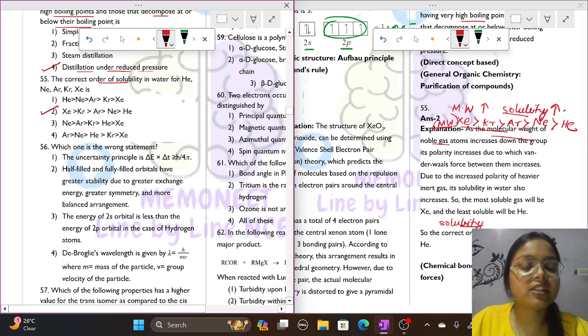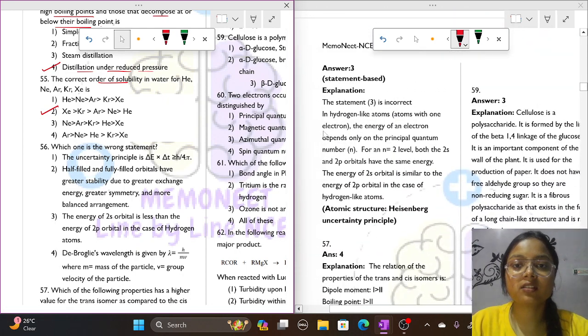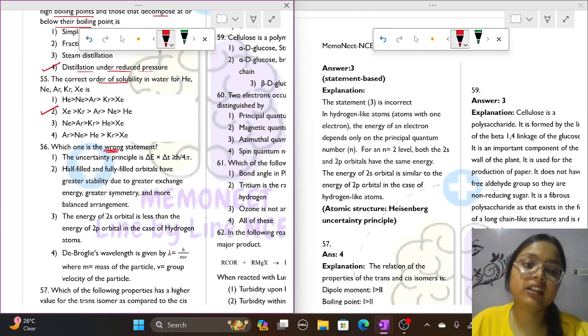Okay. Question number 56. Which one is the wrong statement? So let's see question number 56. For this question, first highlight the point where it is written wrong. Otherwise, you will take the correct answer. Right? Which one is the wrong statement? So let's read the statements. Here, the uncertainty principle is delta E into delta T greater than or equal to h by 4 pi. Yeah, this is the correct statement.